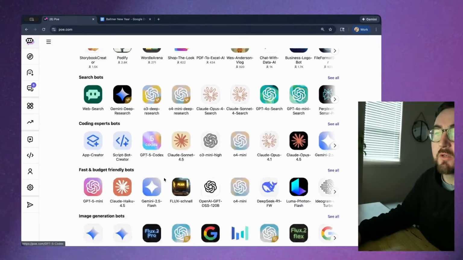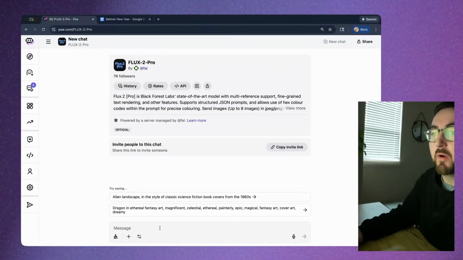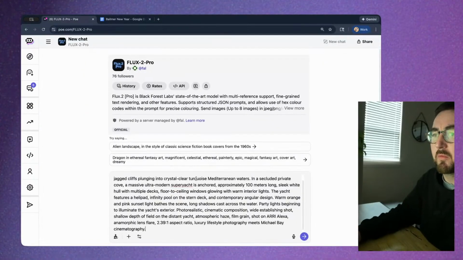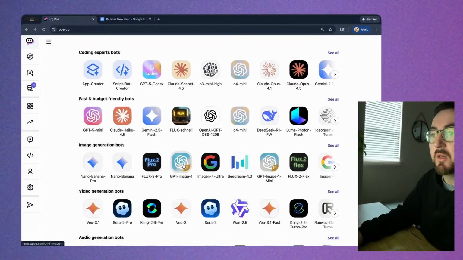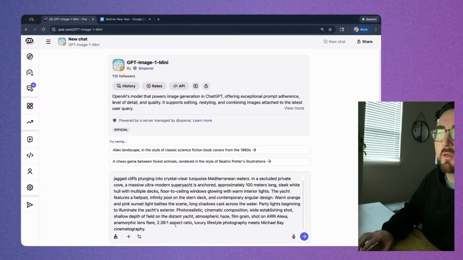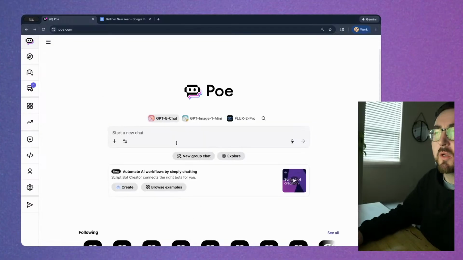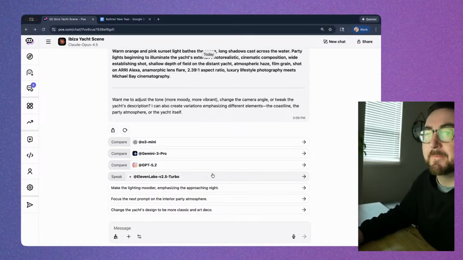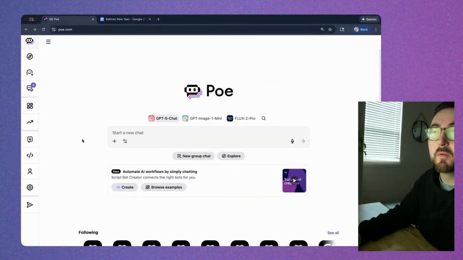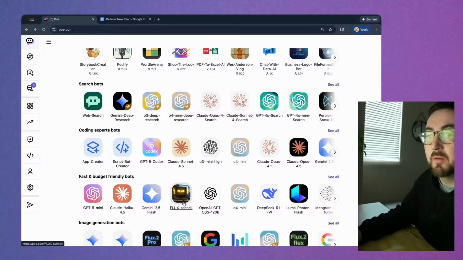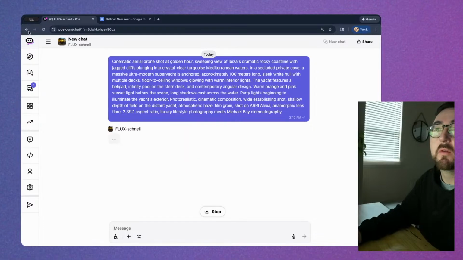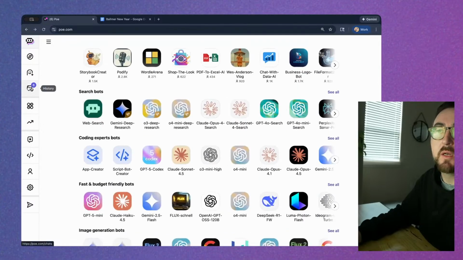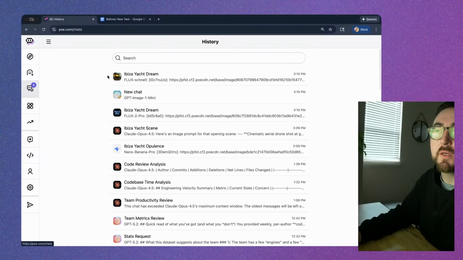So what I'll do is, there's a couple I'm going to try this on. I'm going to try Flux 2 Pro. I'm also going to try the OpenAI image model. And then I'm going to try Flux Schnell 2. Alright, so this is going to go create an image for these.